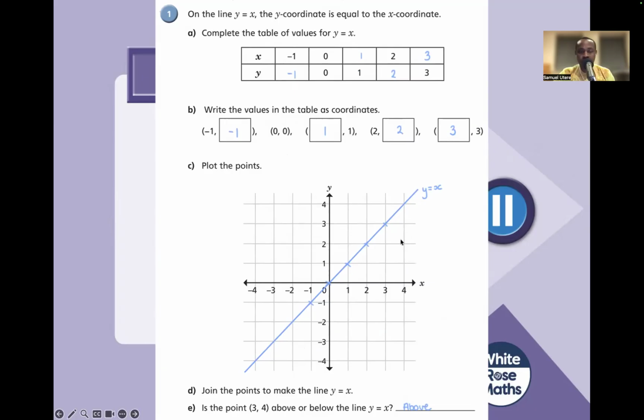Next, you were asked, is the point (3, 4) above or below the line y equals x? It is above. If you look, the point (3, 4) means we need to go along 3, and then we need to go up 4. So you can see it's above the line.